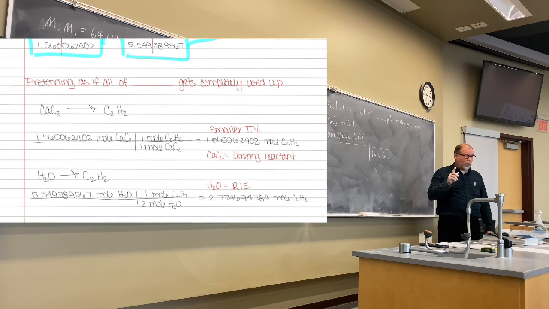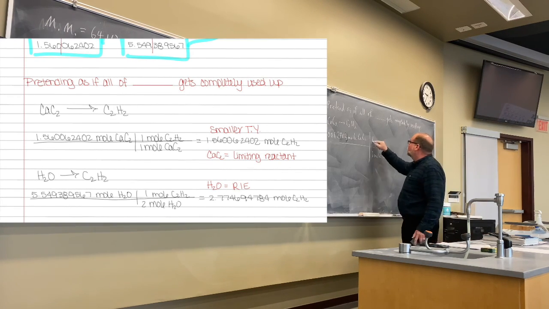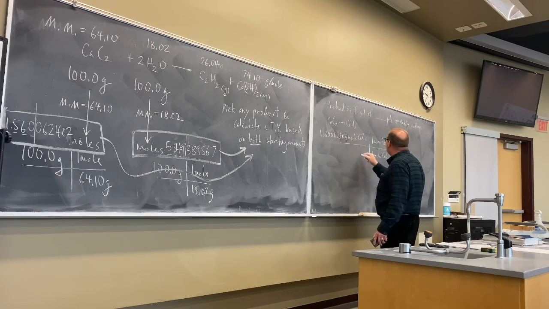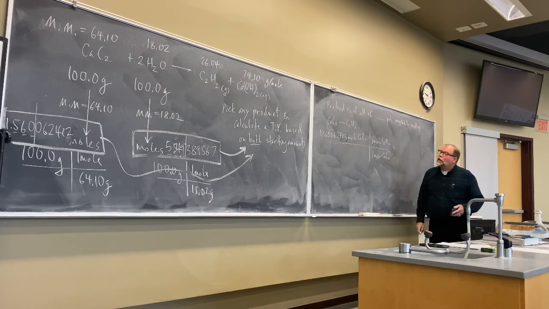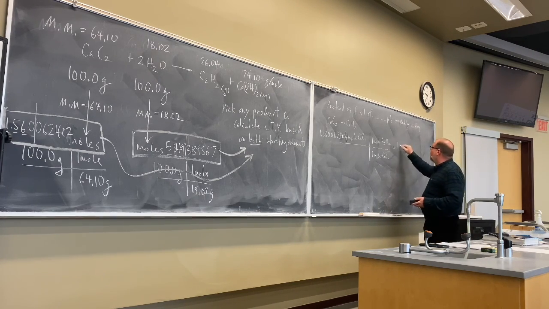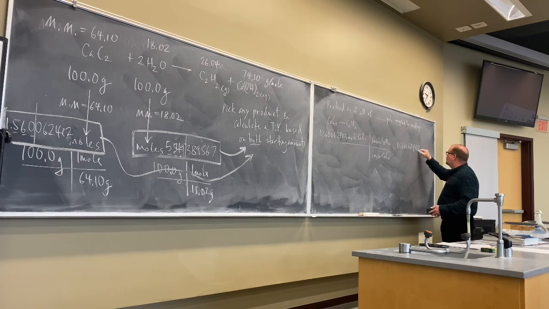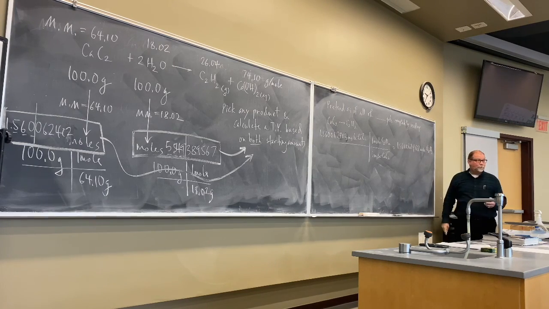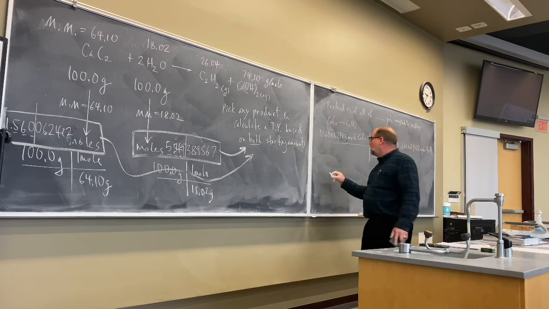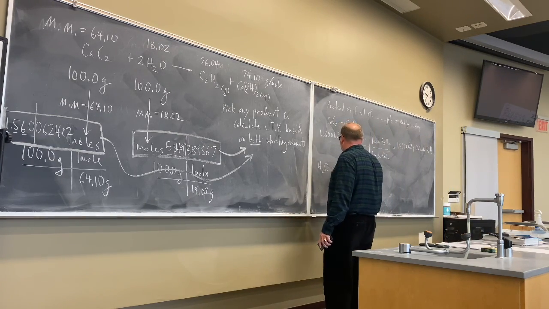Expect to be able to form one mole of acetylene. And so my theoretical yield for acetylene is going to be 1.56006 2402. But we're not done. We also need theoretical yield for water turning into acetylene.